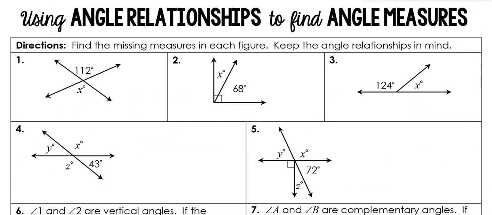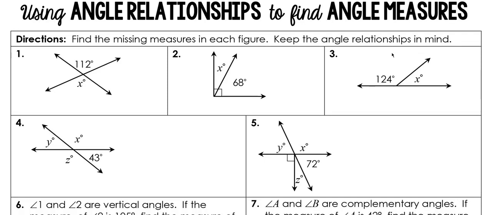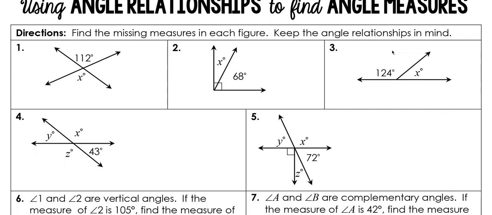Now let's look at using these angle relationships to actually find angle measures, right? So for number 1, I'm just going to scroll through and we're going to look at these. And let me write down what we have. For number 1, these are vertical angles. Vertical angles are congruent. So that must also be 112 degrees. Number 2, these are complementary angles. Remember, complements are the right thing to do, 90 degrees. So just doing 90 minus 68 is going to give you x being 22 degrees.